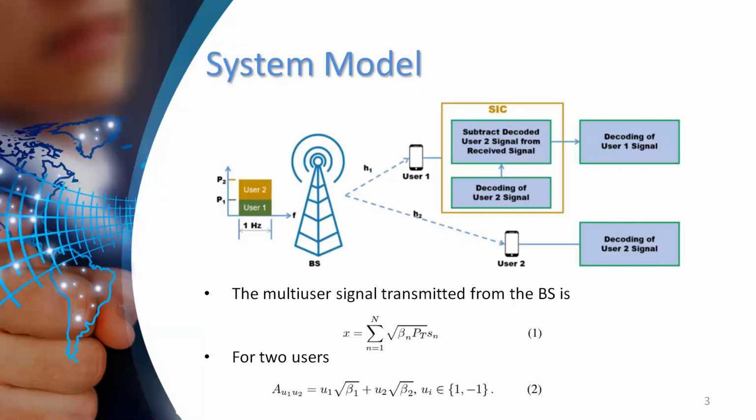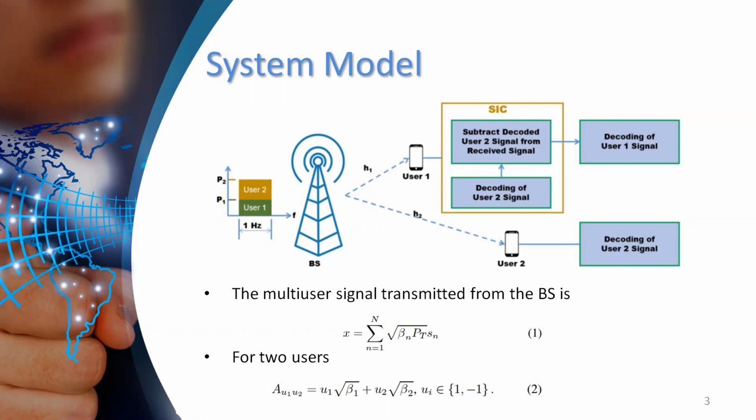The typical system model of a NOMA system in the downlink scenario consists of a base station transmitting data traffic to two users using the same resource block. And to do so, the base station superimposes the signals of these users as shown in equation 1. And it's shown in equation 2 for a special case when two users are deployed.